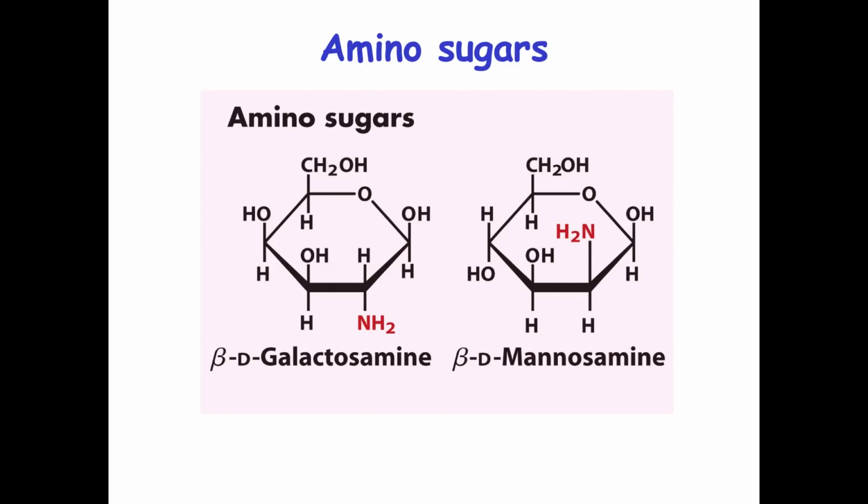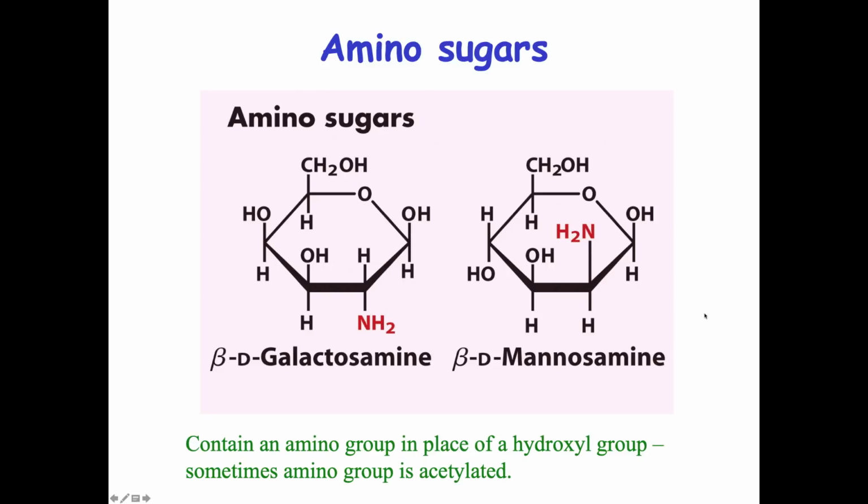So next we have amino sugars, and these contain an amino group in place of a hydroxyl group. So we see here the amine group at the C2 position, and then here another amino group. So this is beta-D-galactosamine and beta-D-mannosamine. So these are amino derivatives of galactose and mannose.